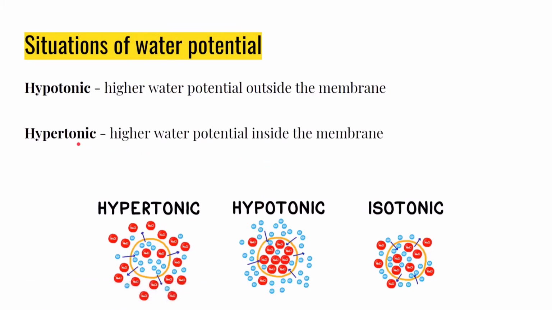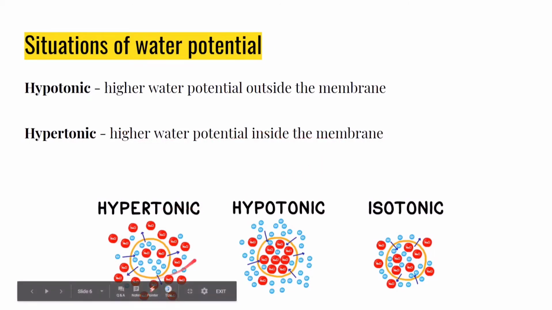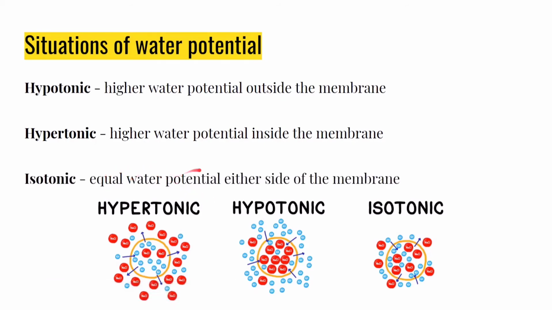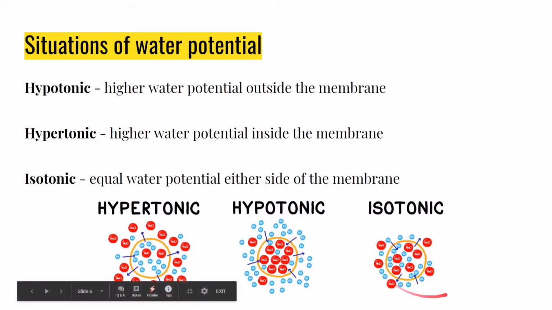Then there's hypertonic. And this is when there's a higher water potential inside the membrane. As you can see here, there are more water molecules inside of the membrane than outside of the membrane. And then there's isotonic. There's equal water potentials either side of the membrane. So the pressure exerted by the water molecules inside the membrane and outside the membrane are equal.